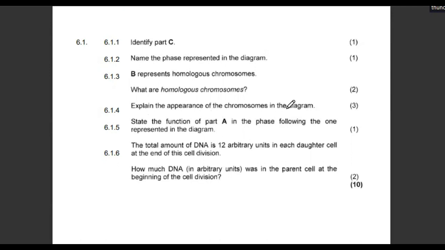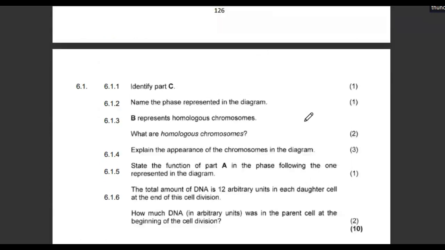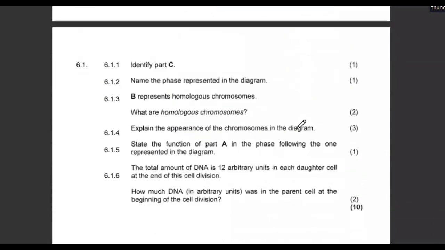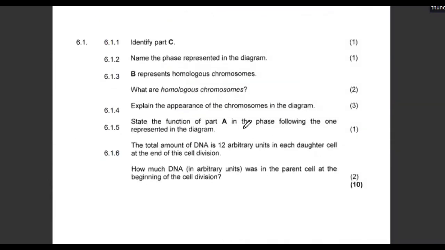Explain the appearance of the chromosomes in the diagram. Why are they shaded like this? It is due to crossing over, which took place in prophase one, whereby the chromatids exchange genetic material. That's why they are like that.